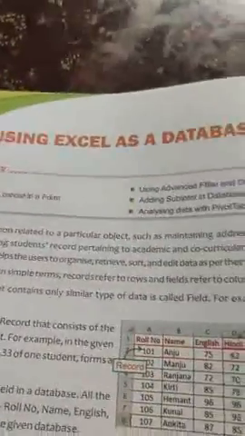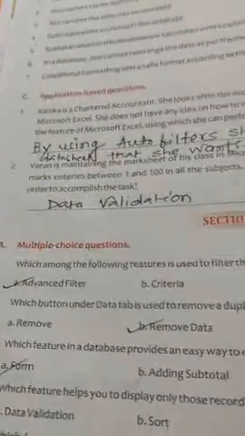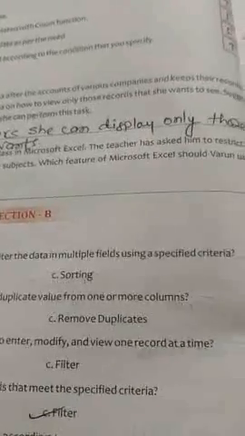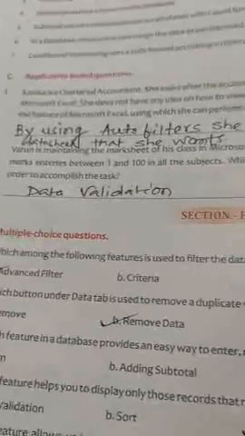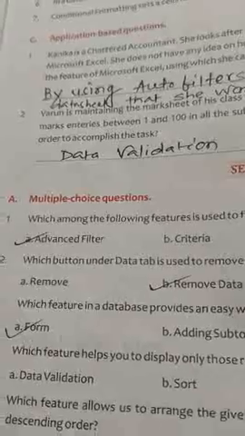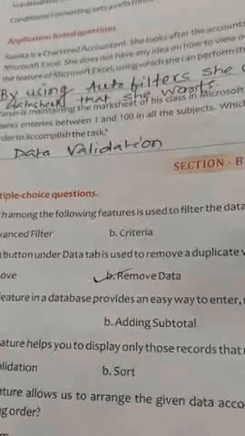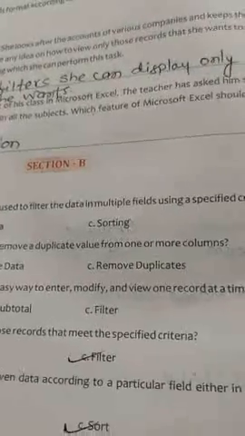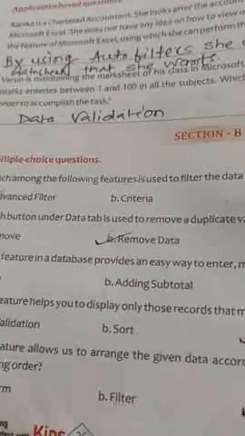Now second chapter, Using Excel as a Database. In this chapter, MCQ: which among the following features is used to filter the data in multiple fields using specified criteria? Answer is advanced filter. Second, which button under the Data tab is used to remove the duplicate value from one or more columns? Answer is remove duplicates.